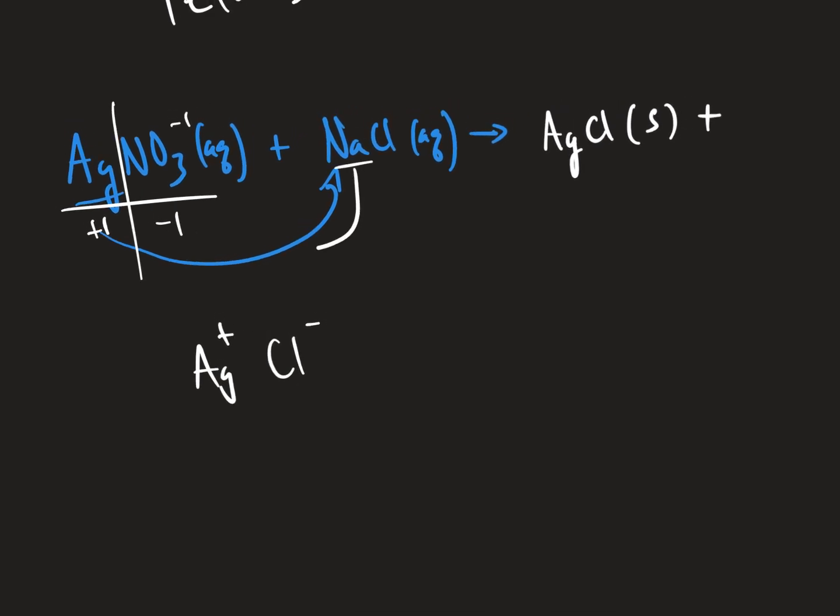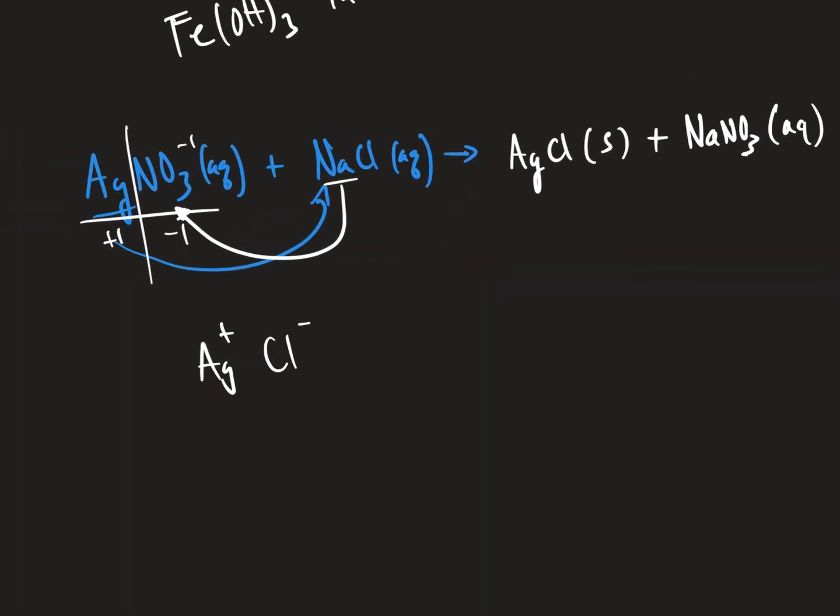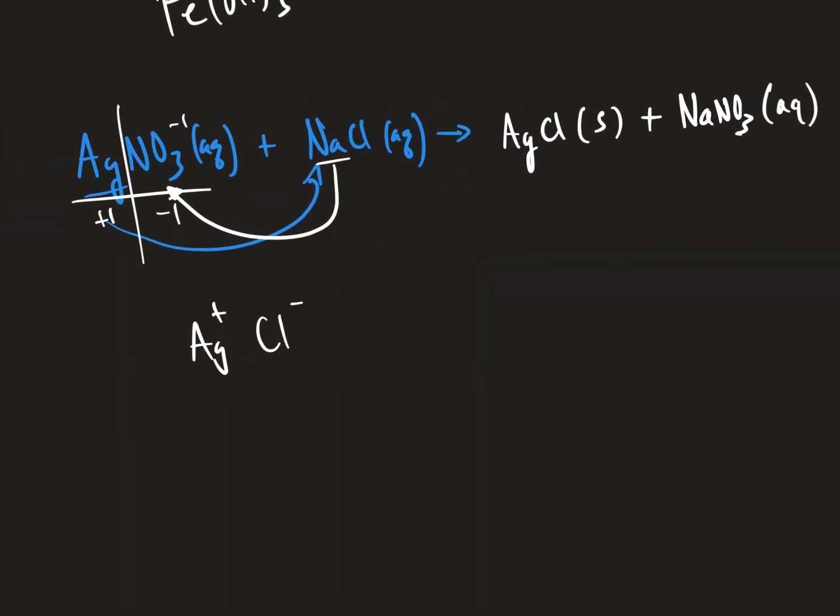And sodium is going to hook up with nitrate. Sodium is 1 plus, nitrate is 1 minus, so this is a 1-to-1 ratio. NaNO3. Is it soluble or insoluble? It's soluble, without exceptions, right? So that's aqueous. So is this a precipitation reaction? Because we form a solid. We start with two aqueous solutions, and we end up with a solid.